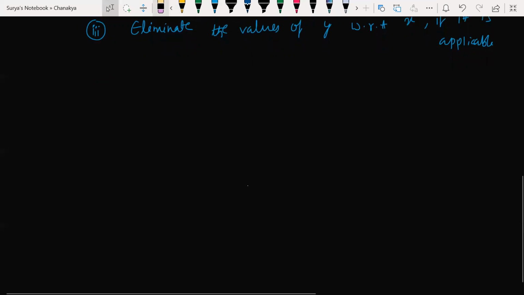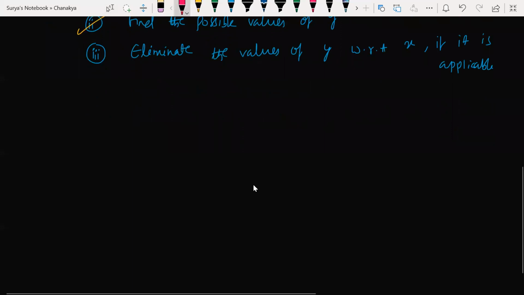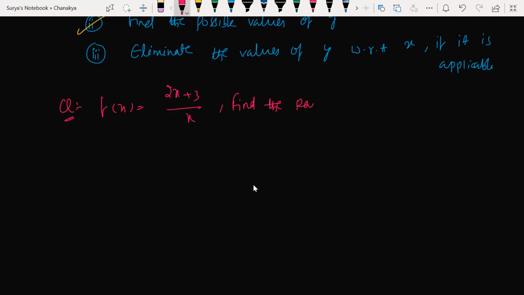First of all, let me tell you. The question I give you: f of x is equal to 2x plus 3 by x. Find the range of this.